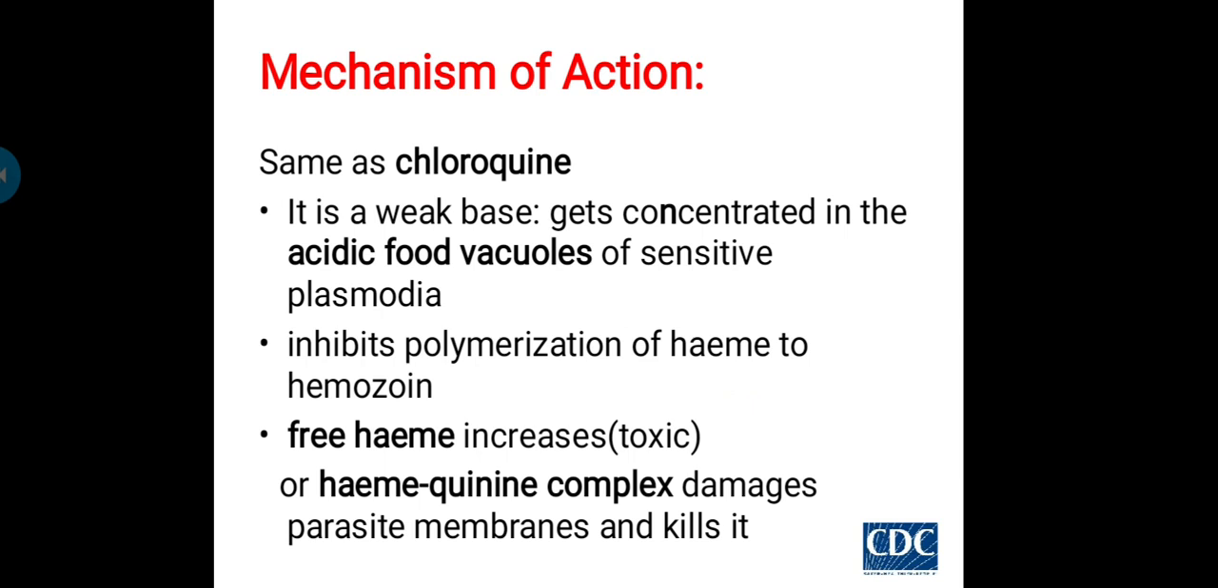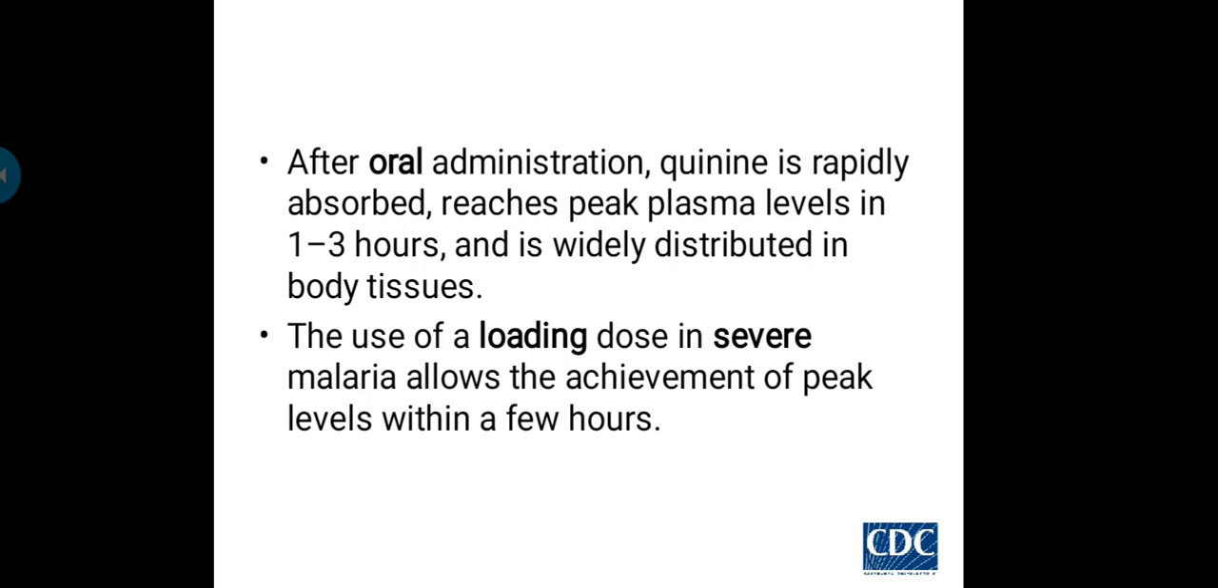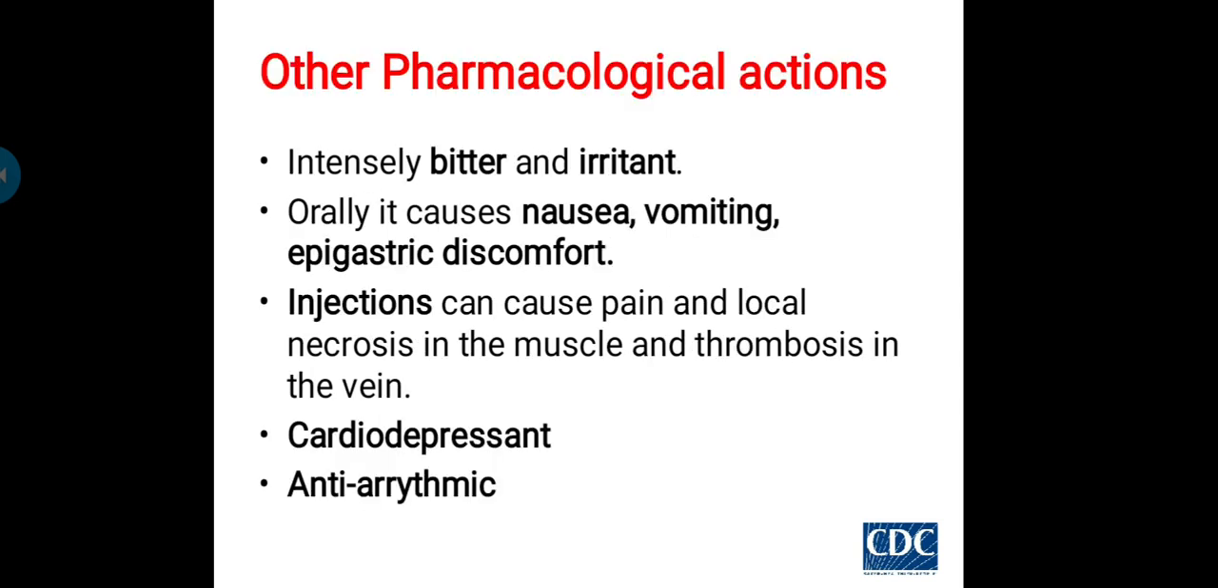It is a weak base concentrated in the acidic food vacuoles, inhibits polymerization of heme to hemozoin, and the heme-quinine complex damages the parasite membrane and kills it. After oral administration, quinine is rapidly absorbed, reaches peak plasma level in 1 to 3 hours, and is widely distributed in body tissue. Because of its high toxicity, quinine is not used as a loading dose. A loading dose in severe malaria allows the peak plasma level to be reached within a few hours, but that is not commonly practiced because of its toxicity.